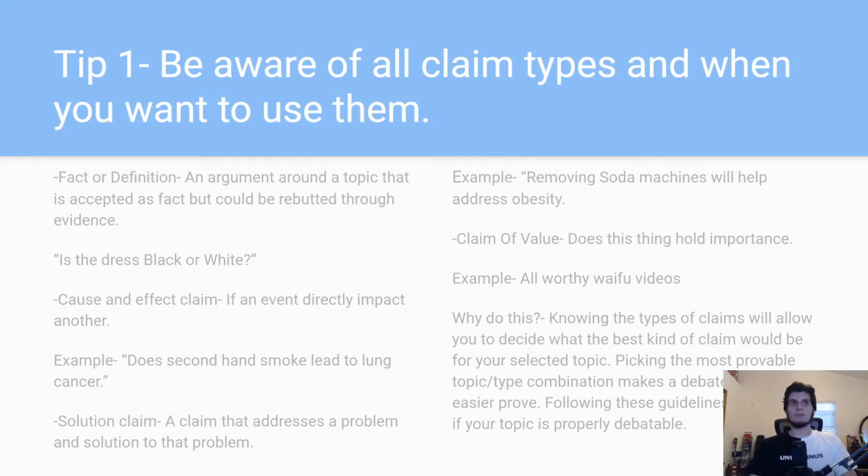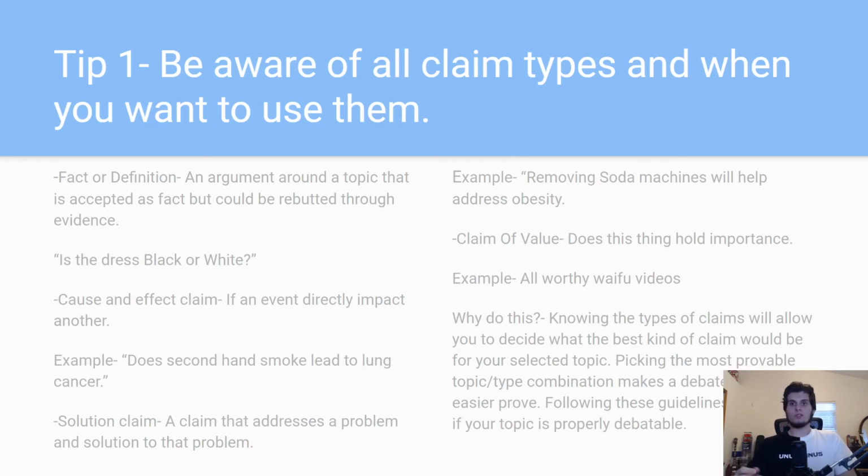The second type of claim is a cause and effect claim, and we're determining if one event directly causes another, basically creating a link between the two concepts. An example of this: does secondhand smoke lead to lung cancer? Now, one thing you have to be very, very careful with in this context is that you need to choose something that is debatably not true. For example, the source I got this from, their example was the one I read, but a bad version of the cause and effect claim would be, does smoking firsthand lead to lung cancer?